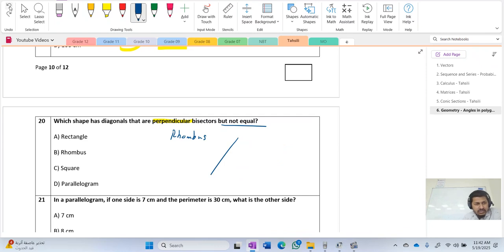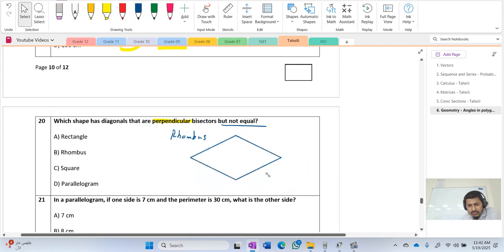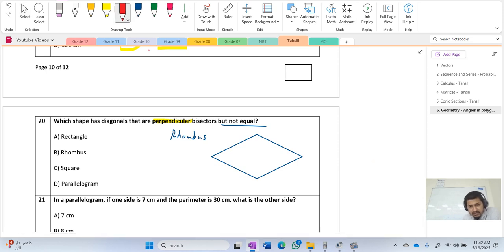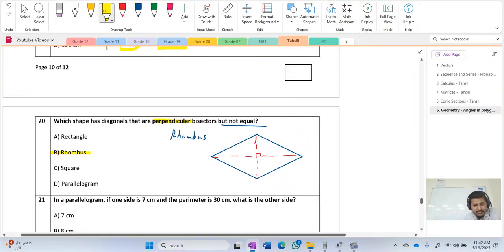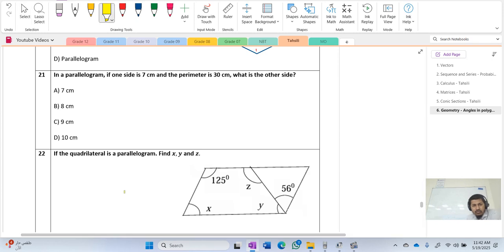In a parallelogram, if one side is 7 and the perimeter is 30, what is the other side? So how do you calculate the perimeter of a parallelogram? You say 2 times length plus 2 times the width. So let's just say the length is 7. So 2 times 7 plus 2 times the width is equal to 30. So 30 minus 14, 2 times 7 is 14, 30 minus 14 is 16. So W, the width, the other side is basically equal to 8.